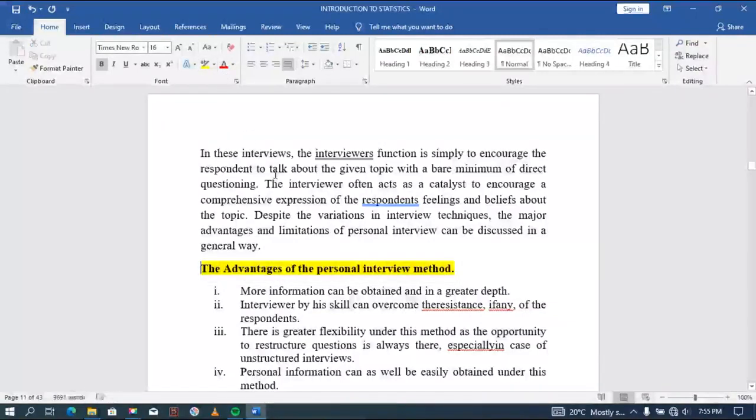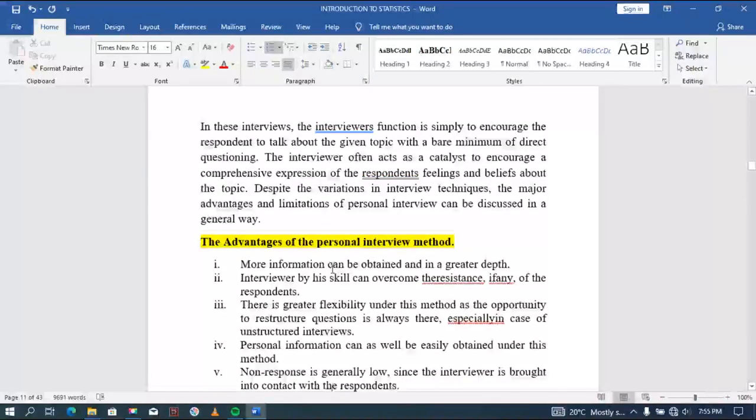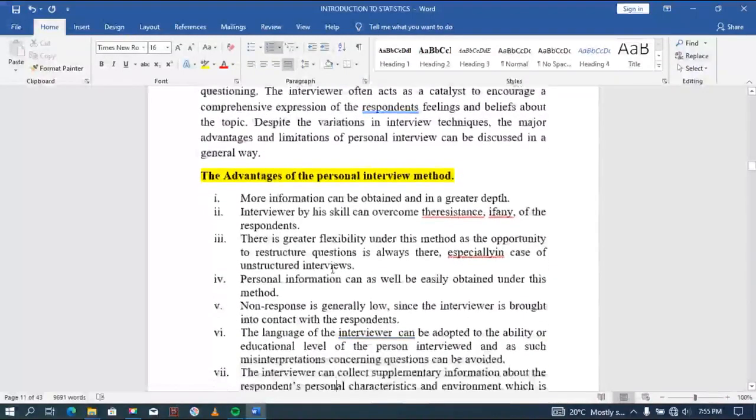We can move on to the advantages of the personal interview. What would be some of the advantages of using the personal interview method? We can go through a few of them. One, more information can be obtained and in greater depth. Information can be readily obtained, given that the respondent is available to answer every question put before him or her.